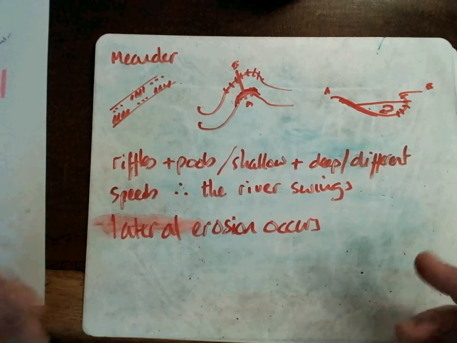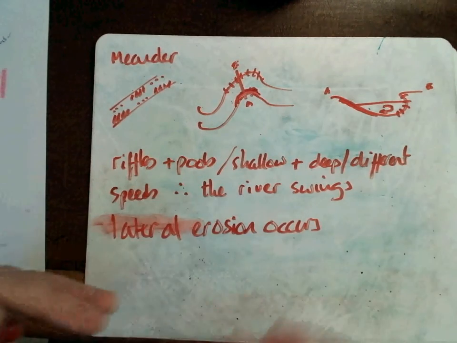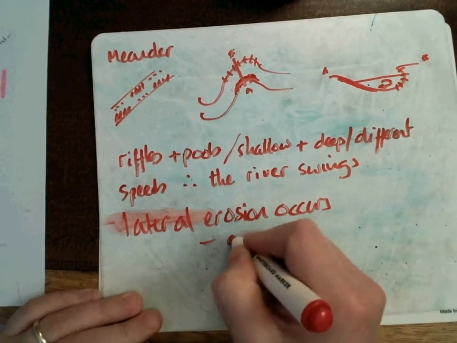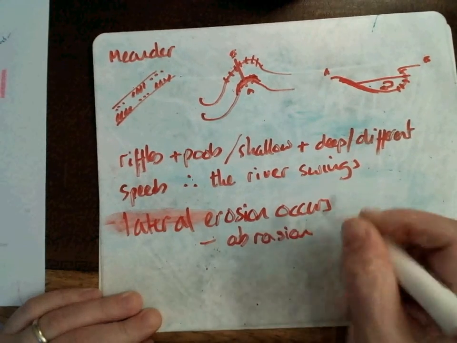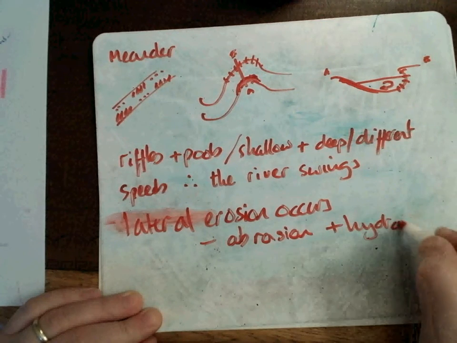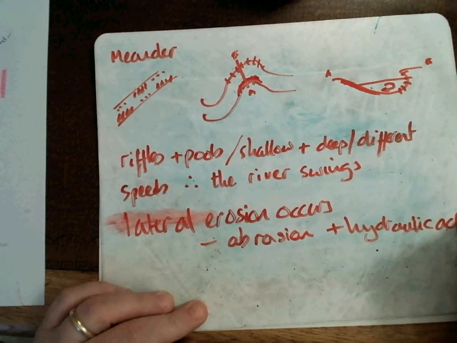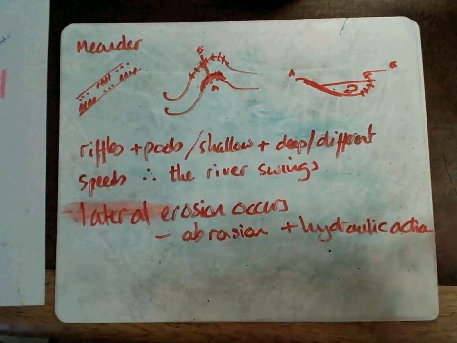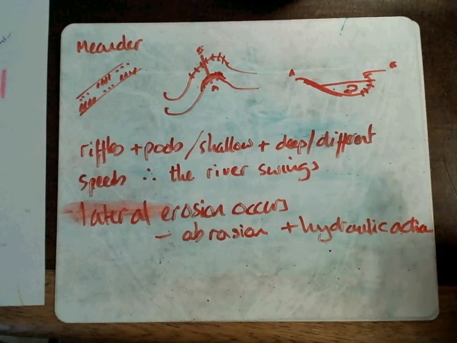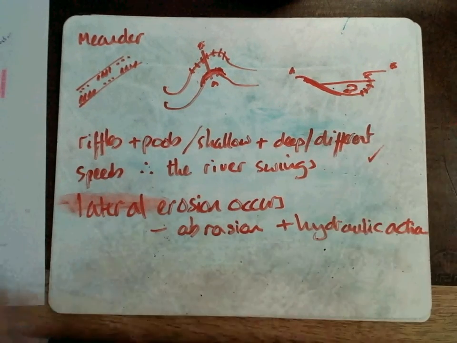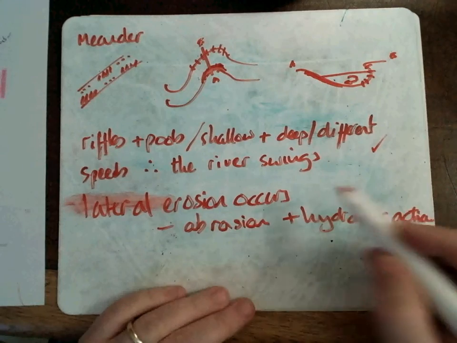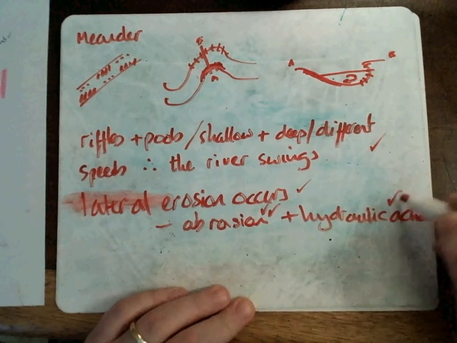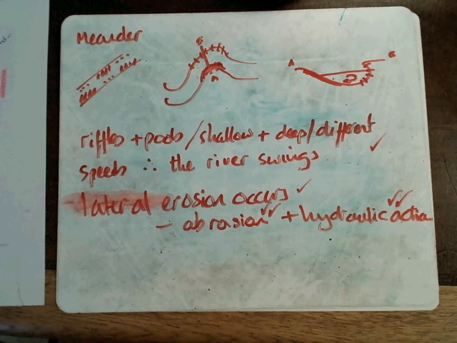So lateral erosion occurs. How does it actually cut through the landscape to create this sideways movement? Well, it uses abrasion and it uses hydraulic action. I'm not going to revise those terms again with you because I've just done so. So far, you're definitely scoring marks on riffles and pools causing the river to swing. You probably will get one for lateral erosion occurs, and definitely scoring two for each of the fully developed explanations of abrasion and hydraulic action.